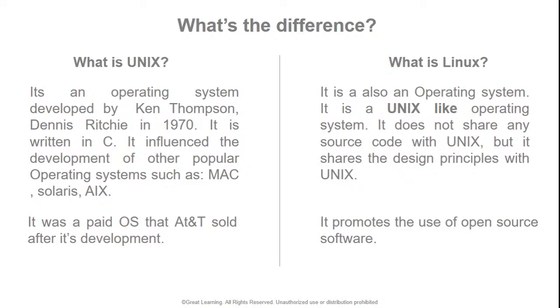It was a paid operating system. You had to pay the licensing fee to use Unix. So what is the difference over here? Linux was developed by a person called Linus Torvalds. He didn't solely build it, but he did a lot of the major part, so he got to name it. That's why it's called Linux. Linux was developed back in 1991.